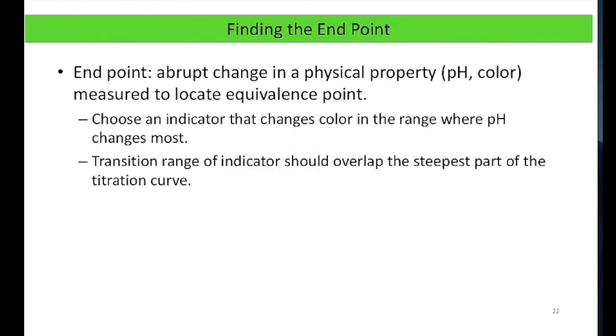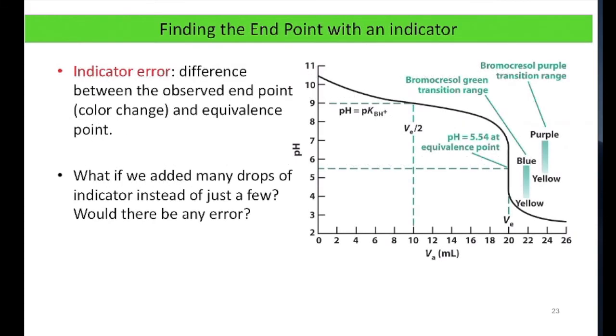So finding the endpoint in a titration is the most important thing because that gives us the information we need to determine the concentration of the analyte. And the endpoint is determined by an abrupt change in a physical property such as pH or color. So you have to choose an indicator that changes color in the range where the pH changes most. Different indicators change color at different pH values, and the transition range of that indicator should overlap the steepest part of the titration curve. So you want the indicator to change near the equivalence point, not somewhere else. And if you choose an incorrect indicator, you're going to add to the titration error.